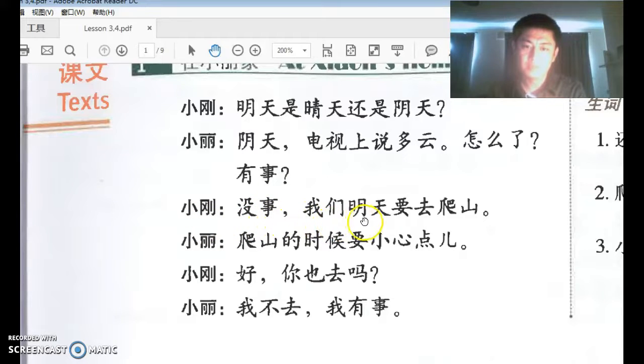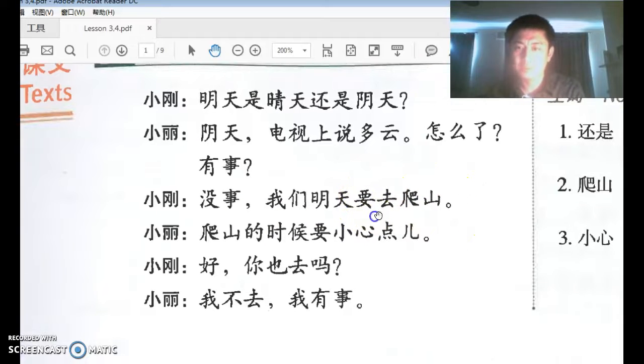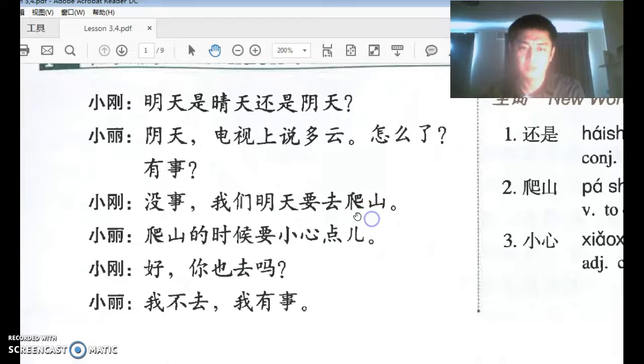我们明天要去爬山. What does this 要 mean here? 爬山 is to climb a mountain, climb a hill. We are going to, we shall, we want to, we would like to. So this 要 has all those meanings, but here I think it's more like it is going to happen. So we are going to go climb a mountain. And Xiao Li says something very nice. I think she's the girlfriend at this stage.